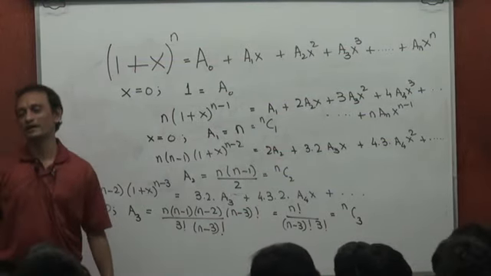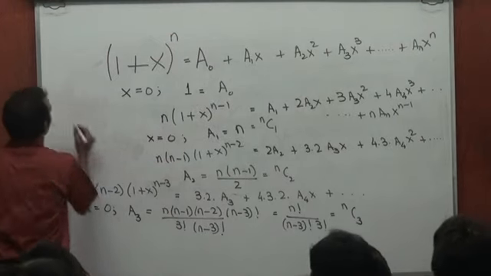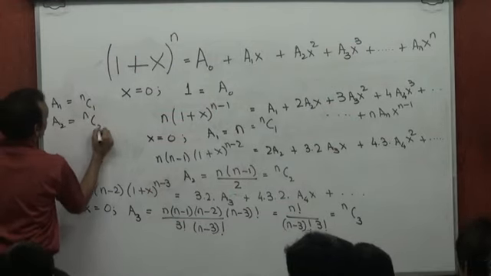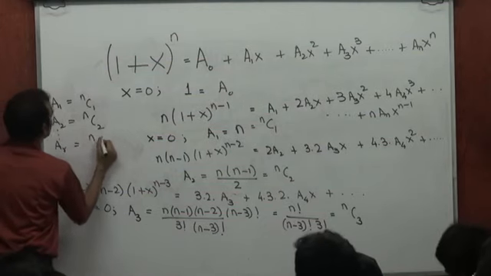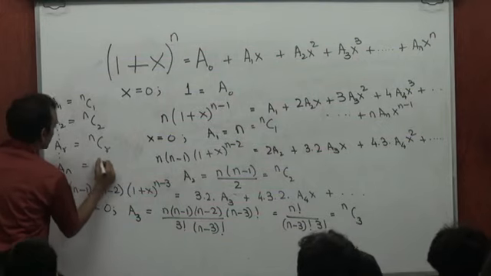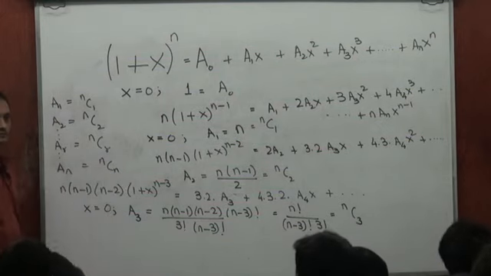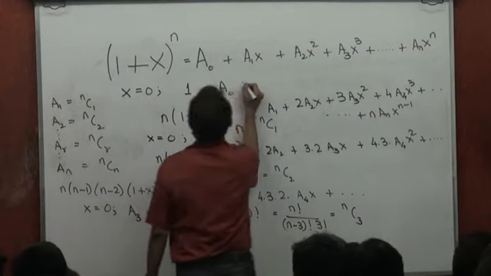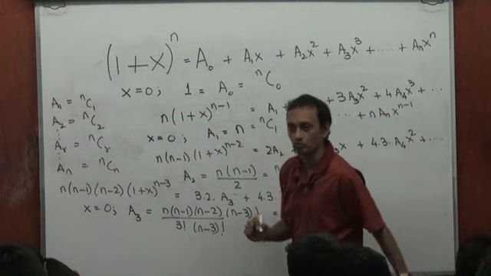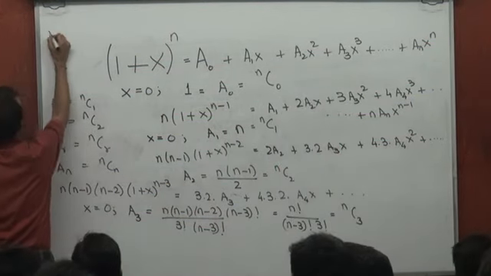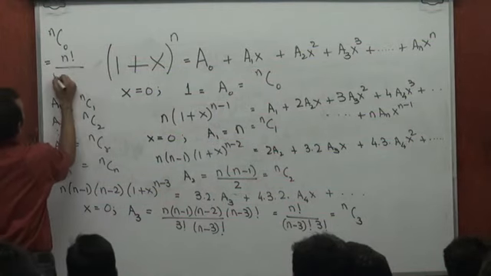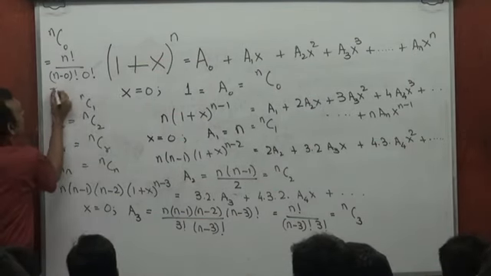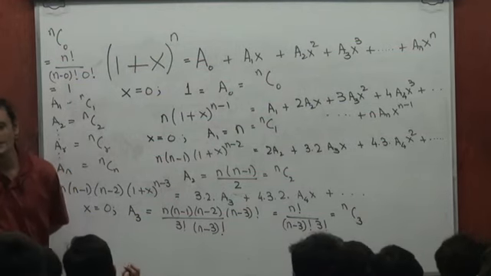You can keep differentiating, plugging in x equal to 0. You'll find eventually a1 is nC1, a2 is nC2, ar in general will be nCr and an would be nCn. This is what you would find. So the coefficients are no longer undetermined. And in fact, as a special case, this 1 actually could be written as nC0. Why? Because nC0 is n factorial by (n minus 0) factorial by 0 factorial, which is 1. So 1 could be written as nC0. Right?